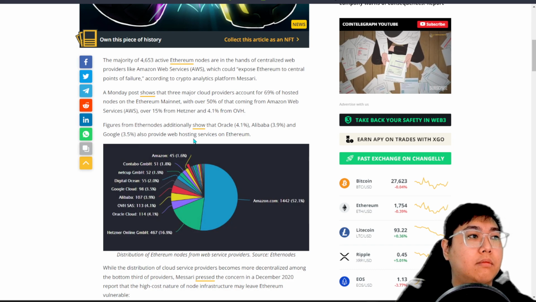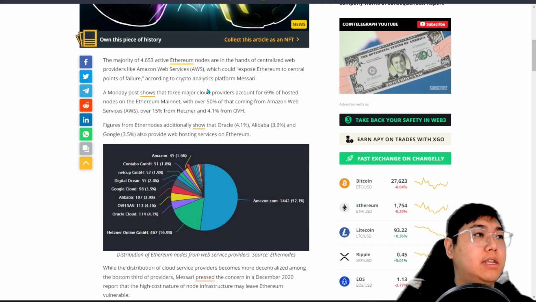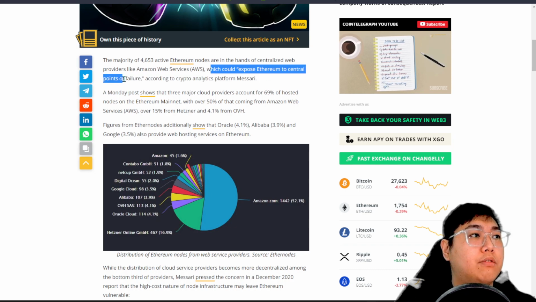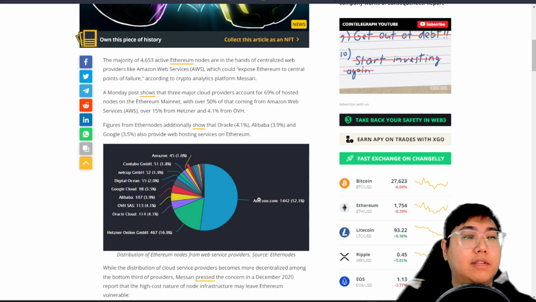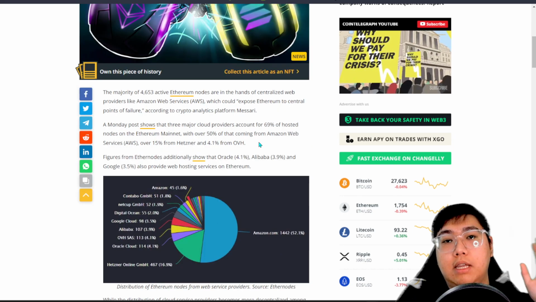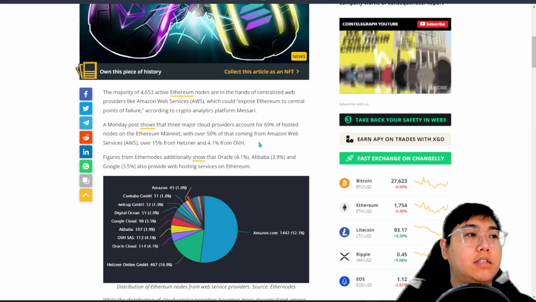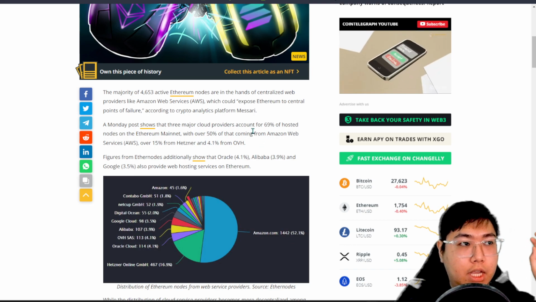And of course, I believe that you guys can do that, but over here we are going to talk about the cons of this itself. You can see that it could expose Ethereum to a centralized point of failure. So if Amazon Web Services suddenly goes down, basically the majority, 2/3 of the Ethereum staking network validators, is going to go down, and it's going to cause a lot of pain.